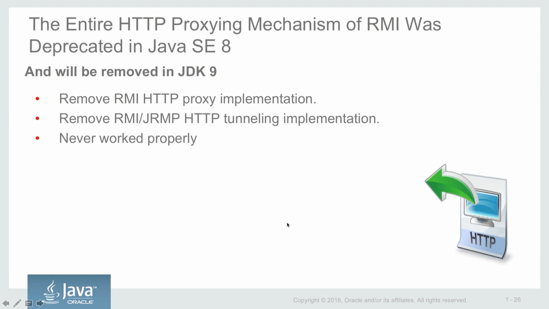The entire HTTP proxying mechanism of RMI has been deprecated in Java SE 8 and will be removed in JDK 9. Again, if you're using these, you're getting warnings. We mean it with the warnings this time, as opposed to the previous versions. Sorry. This one is a little embarrassing. Never worked properly, so if you were using it, I don't know what you were getting.